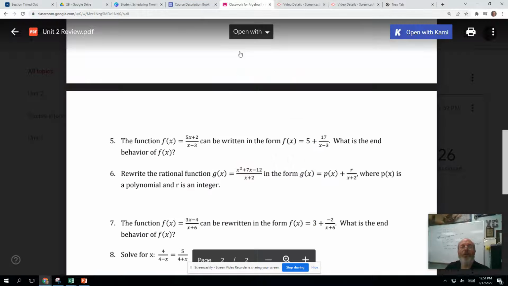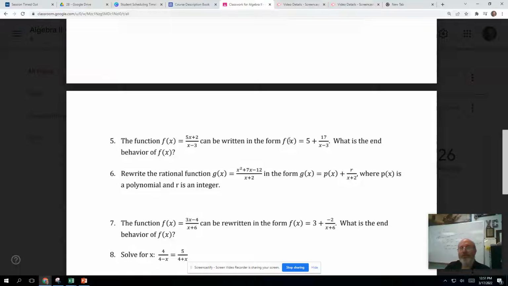All right. So on number 5 here, it asks you what's the end behavior. It gives you this function. Doesn't even make you do it. It tells you it can be written in this form. Now the end behavior, what you're going to see is as x goes to infinity and negative infinity, the y's are going to go to 5.